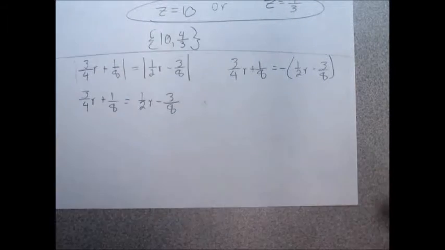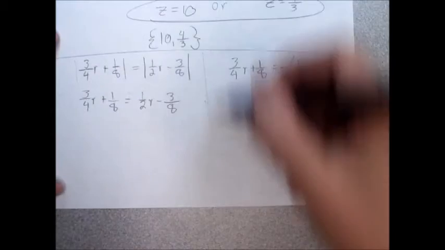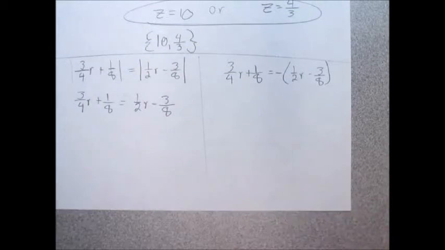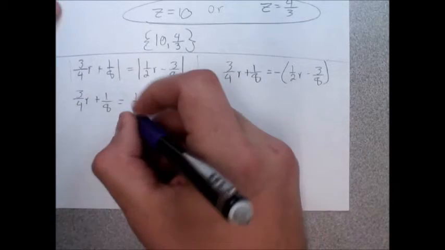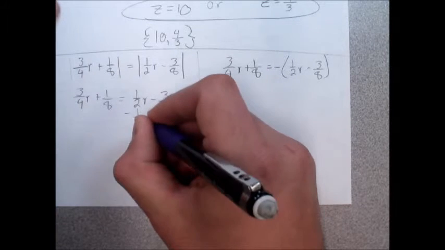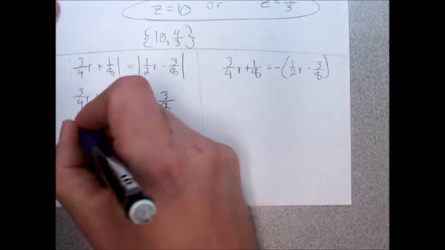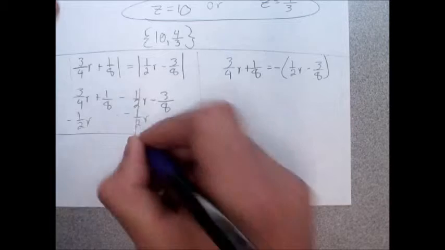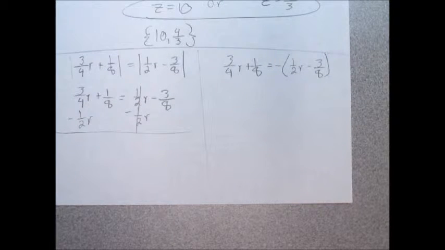Alright, here we go. I'm going to solve this one on the left first. So, again, I need all of my r's on the same side and all my regular stuff on the other side. So, I'm going to subtract my 1/2 r because it's my smaller number. 1/2 r minus 1/2 r. I will show you, those who struggle with this, in graphing calculators. Show you how it works, okay?